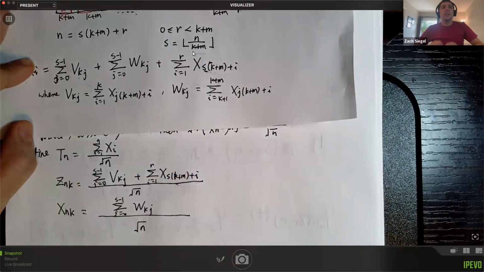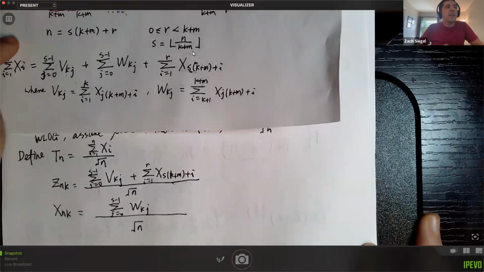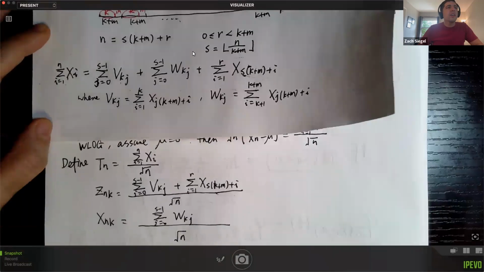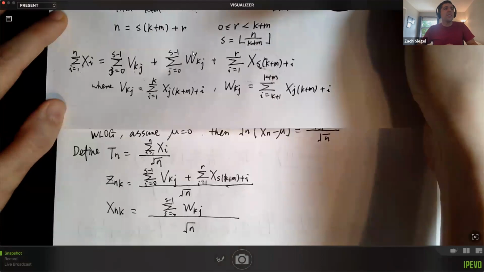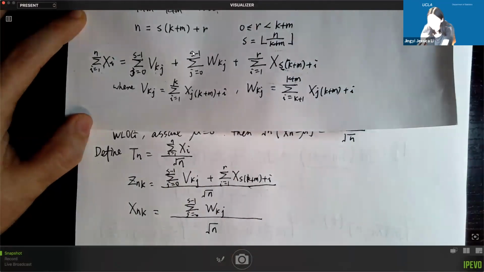Excuse me, Professor? Yeah. Can you please move the paper a little bit to the right? To the right. Okay. Maybe even a tiny bit more if possible. Okay, great.